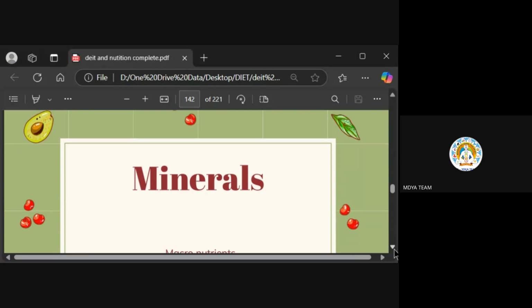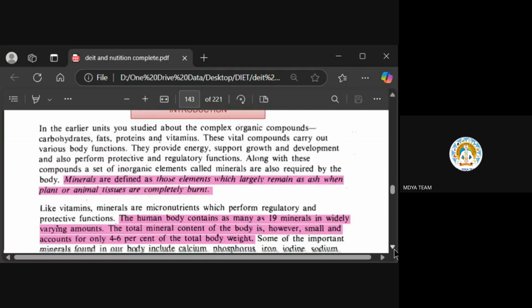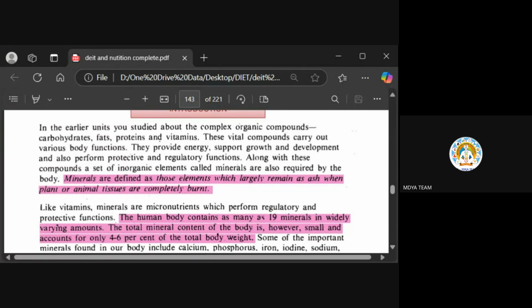So the minerals are basically the micronutrients. Minerals are basically of the macro organic compounds. So they are actually needed in a lesser quantity comparatively to the macro ones. That's why they are also known as the micronutrients. And these are the elements which largely remain as ash when any plant or animal tissue is completely burned.